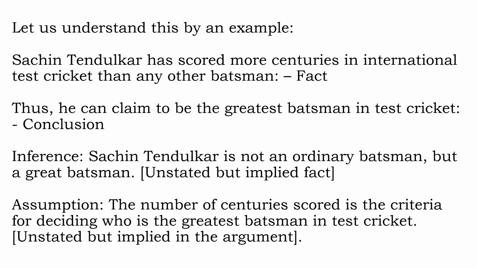Now we will understand this by using an example. So see the example that is given here. The fact that is given to you: Sachin Tendulkar has scored more centuries in international test cricket than any other batsman. So this is the fact given to you. Then the conclusion is, thus he can claim to be the greatest batsman in test cricket. So this is the conclusion. So the fact is, Sachin Tendulkar has scored more centuries in international cricket. Conclusion is, he is the greatest batsman in test cricket.